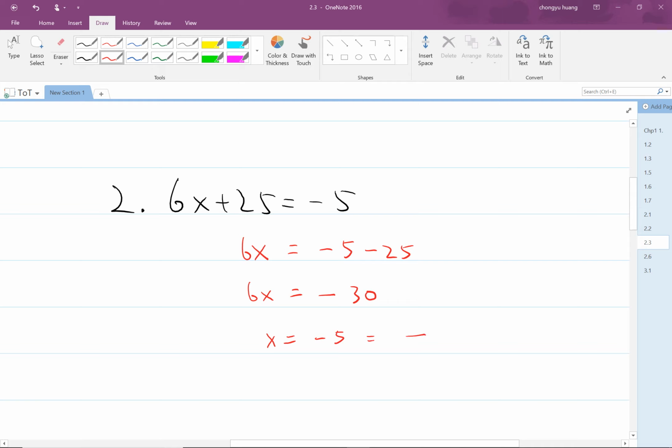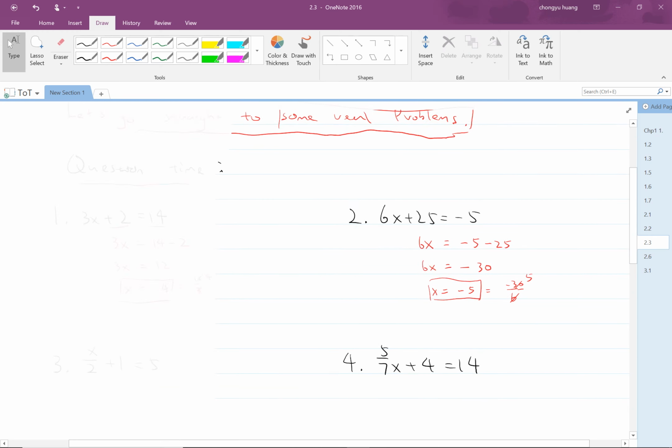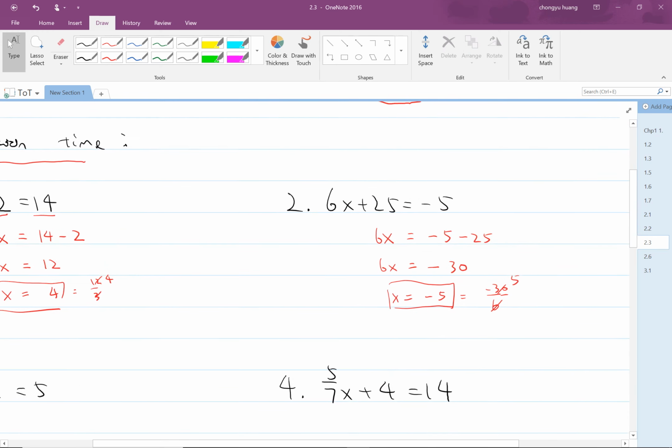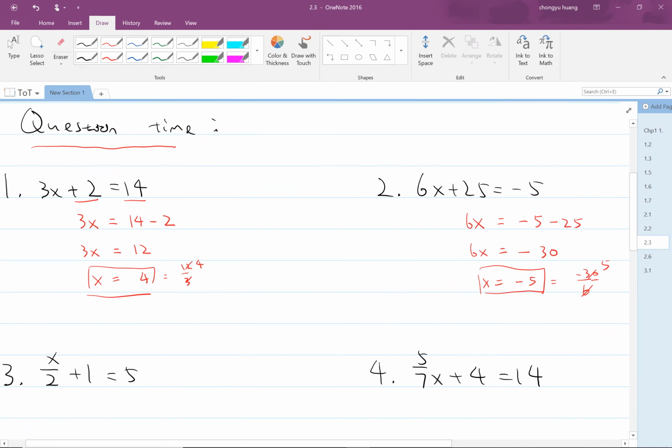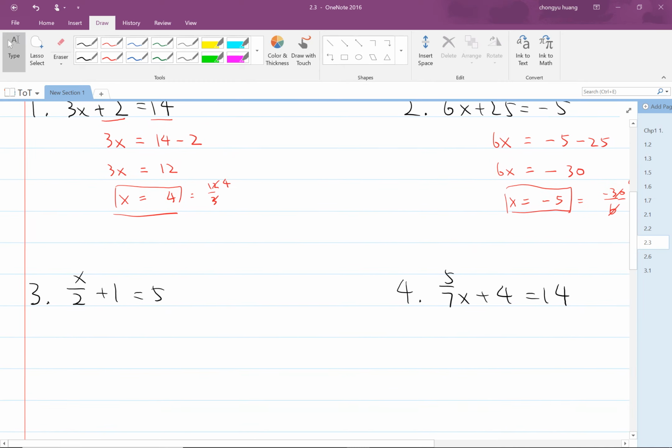So here we divide by 6, because when you move the 6 in 6x to the other side, it just becomes 1 over 6, right? And then it just gets cancelled and becomes negative 5. So the answer over here is x equals negative 5 for this problem. Okay, so now let's move into question 3.